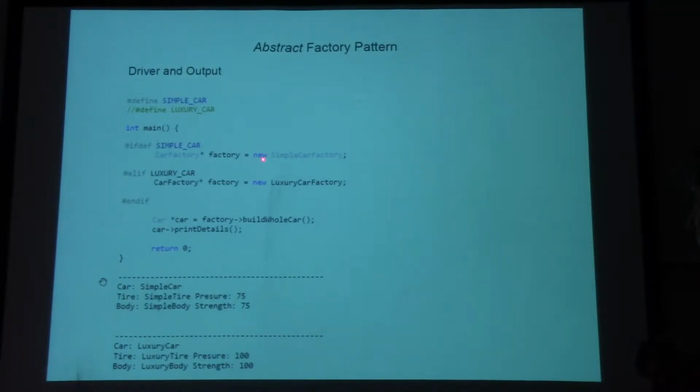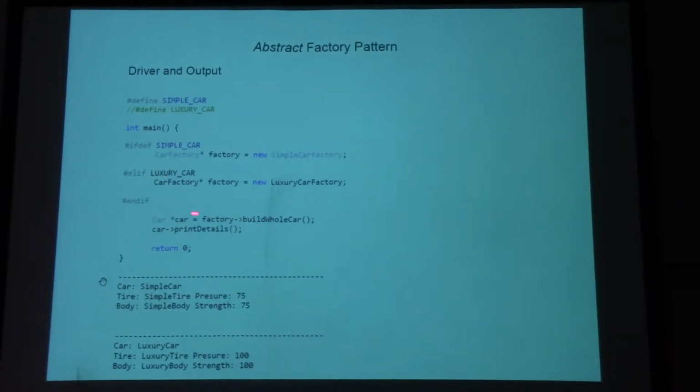So we create a new simple car factory, and we assign this pointer to the factory pointer. Remember, factory is a pointer to car factory, which is an abstract class. And we assign it a pointer to a simple car factory, which extends car factory in a concrete fashion. Once I have a factory object, I can invoke the build whole car method. So the abstract factory will build the car using its actual value, which is the simple car factory.